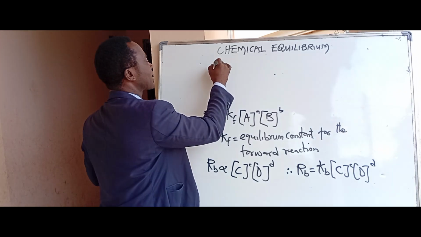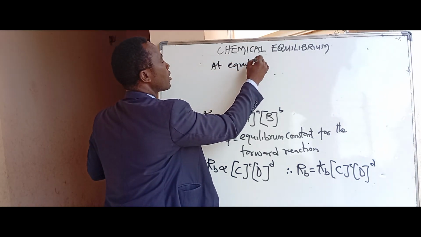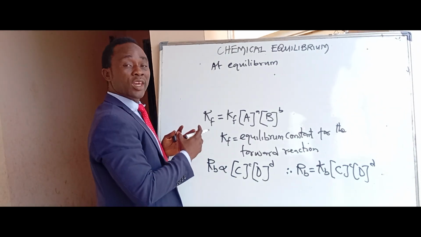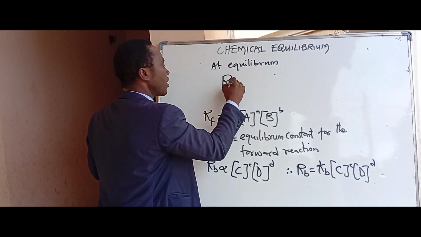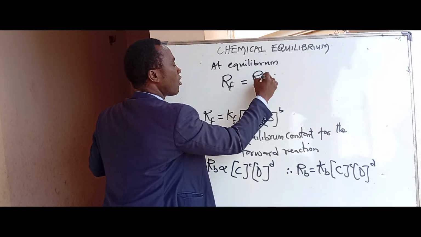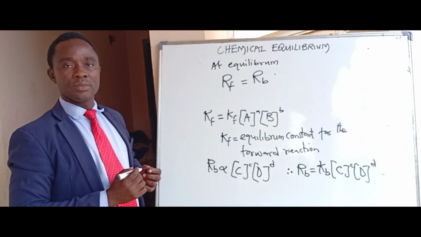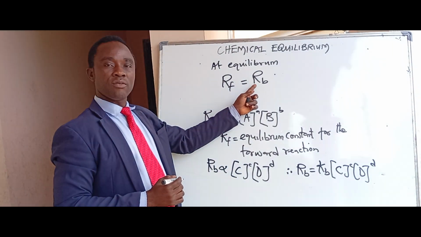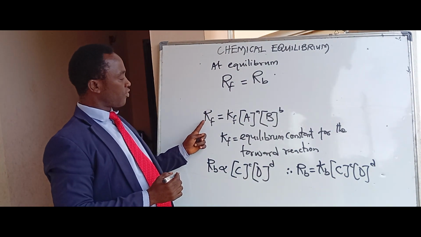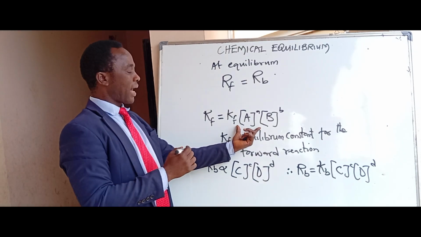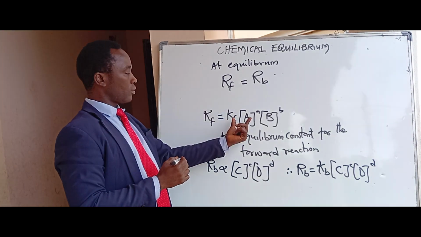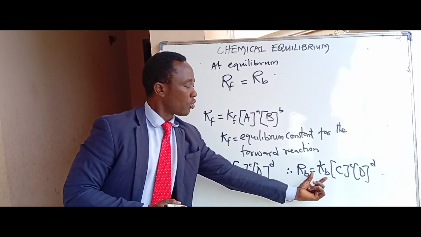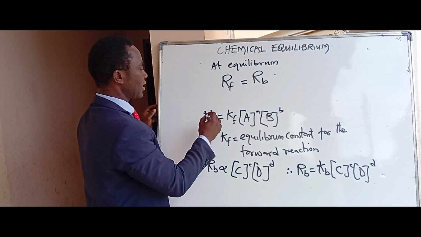Now we know that if equilibrium occurs in the reaction we are talking about, at equilibrium the rate of the forward reaction must be equal to the rate of the backward reaction. Remember, we have gotten the rate for the forward reaction as this. We can replace the rate for the forward reaction with this, and we can replace the rate of the backward reaction with this.